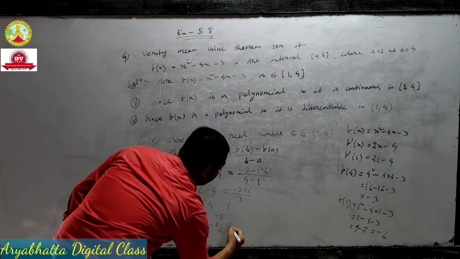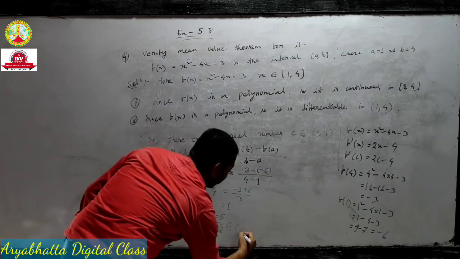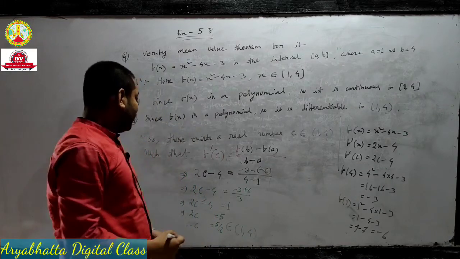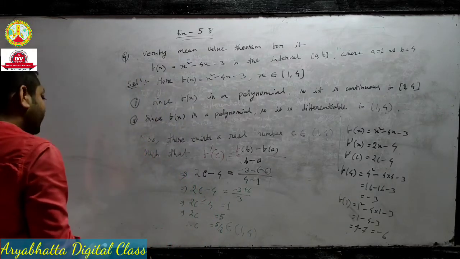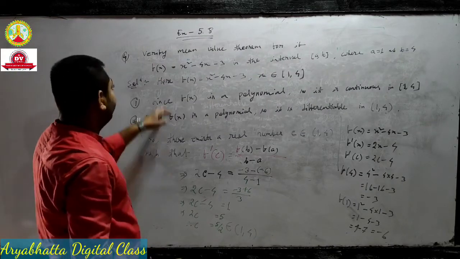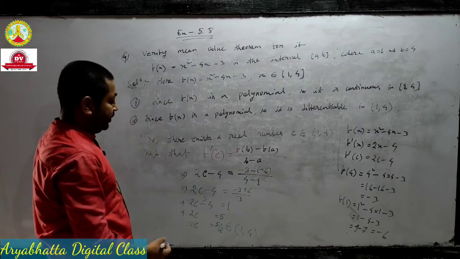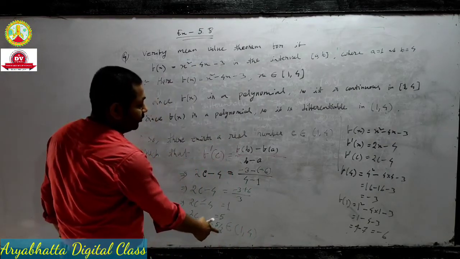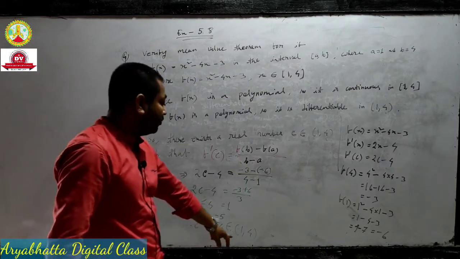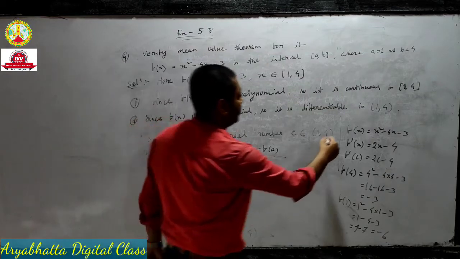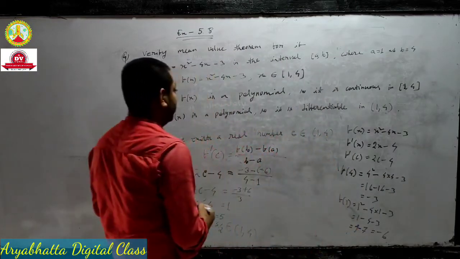Which belongs to the interval 1 comma 4. Here c is equal to 5 by 2, which belongs to the interval 1 comma 4. Thus the mean value theorem is verified. This is the answer.